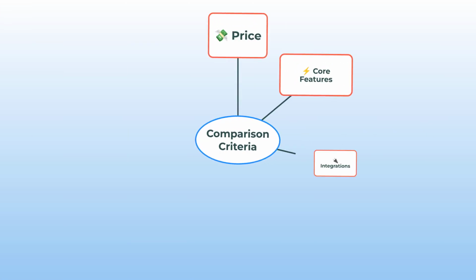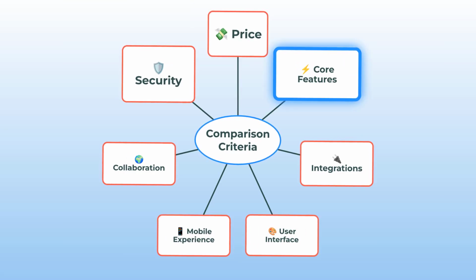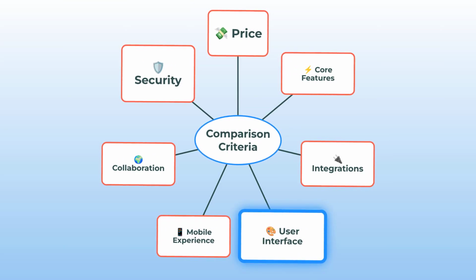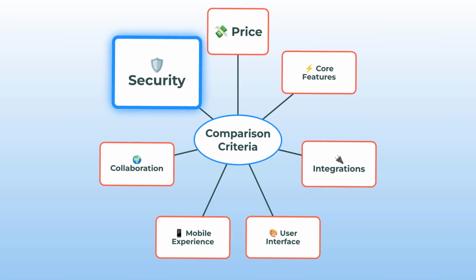Let's get into it. Okay, here's the game plan for today. We've got a mind map in front of us breaking down all the categories we're going to look at. There's price, core features, integrations, user interface, mobile experience, collaboration, and of course security. Sound good? Cool, let's dive in.